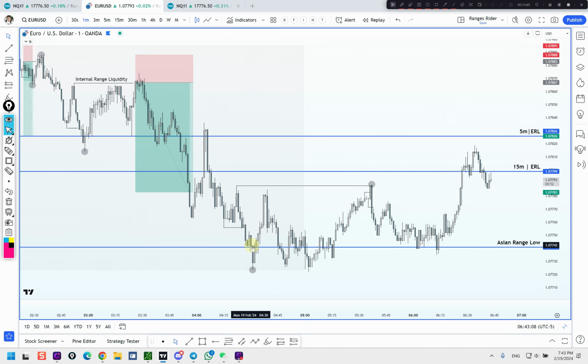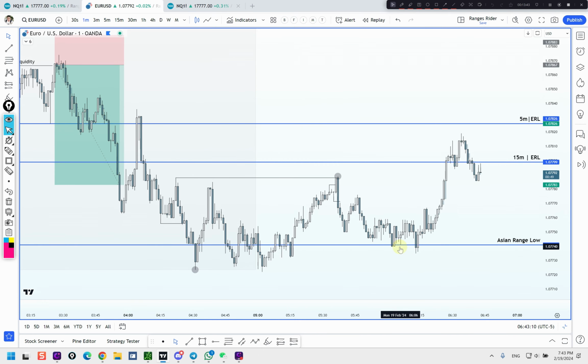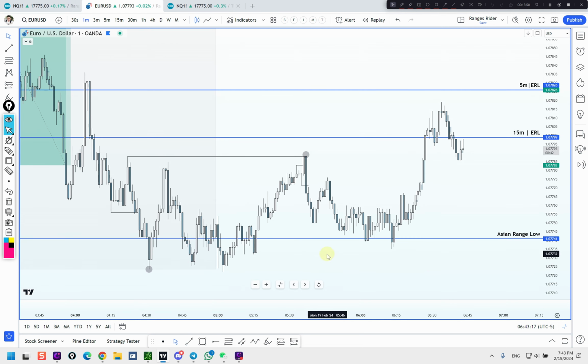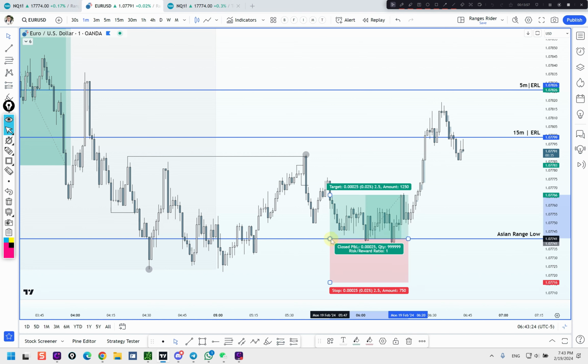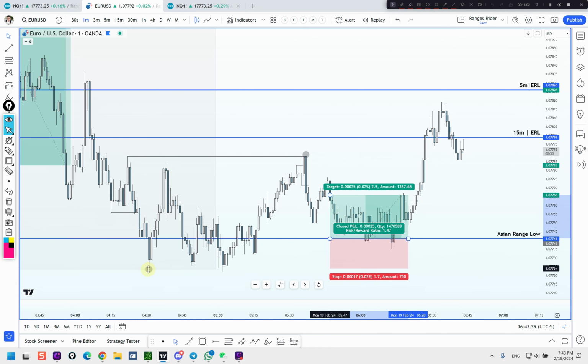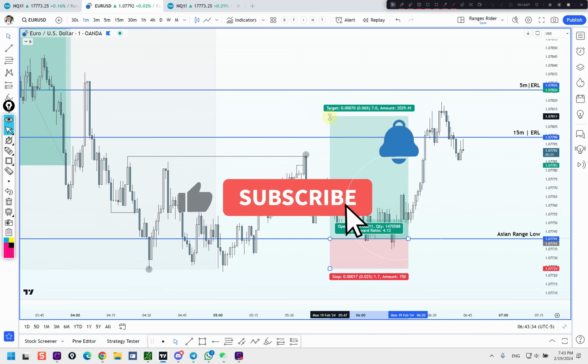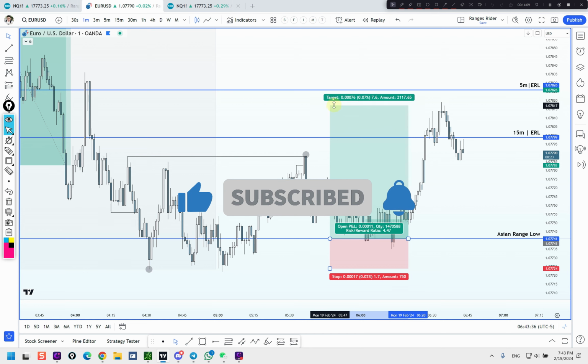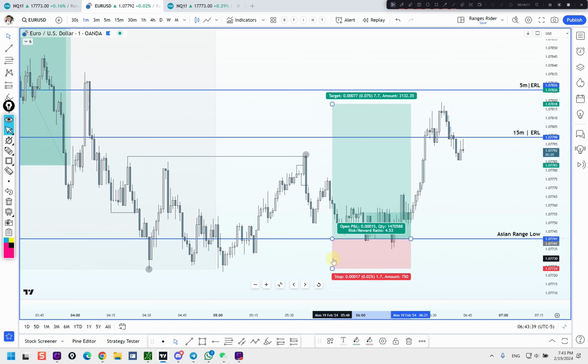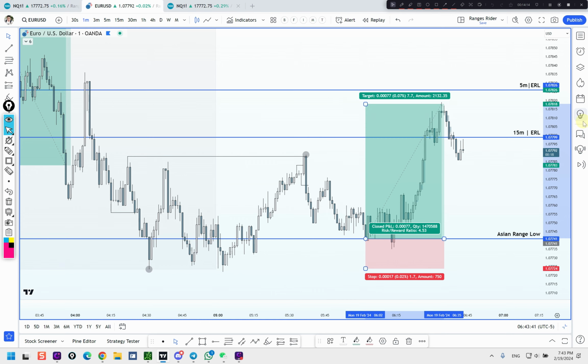And then we are back to the internal Asian range low, and you don't need to think too much on this. Don't be too precise, thinking the market needs to take everything for you. Just enter here, at the Asian range low, and this is your stop loss, and you can target 5 or something like this. It's 4.5 hour. So this could be another trade.